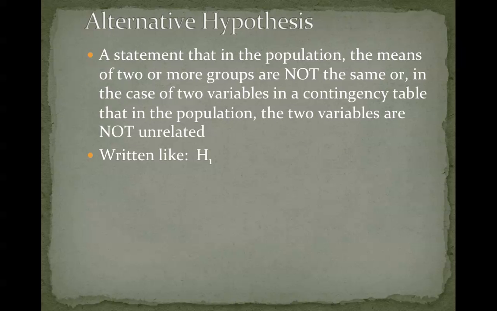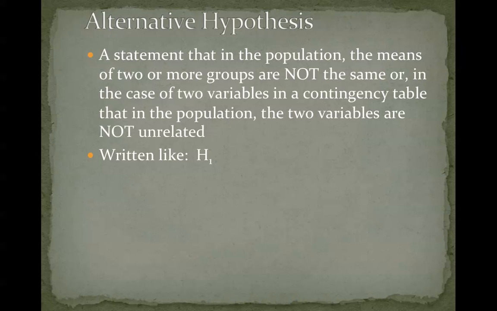The alternative hypothesis is a statement that in the population, the means of two or more groups are not the same, or in the case of two variables in a contingency table, that in the population, the two variables are not unrelated. In other words, they are related. So you write this with an H and a 1. The 1 is just the way we write it. H is for hypothesis, and the 1 is the alternative hypothesis.